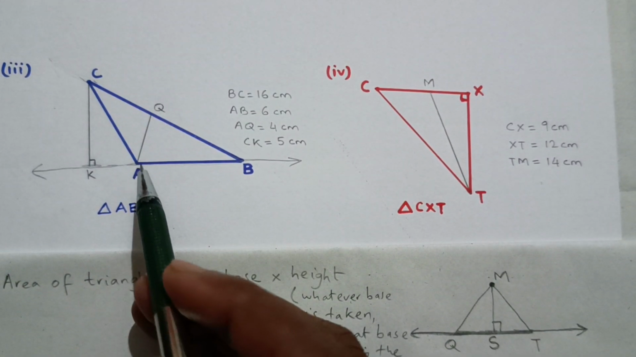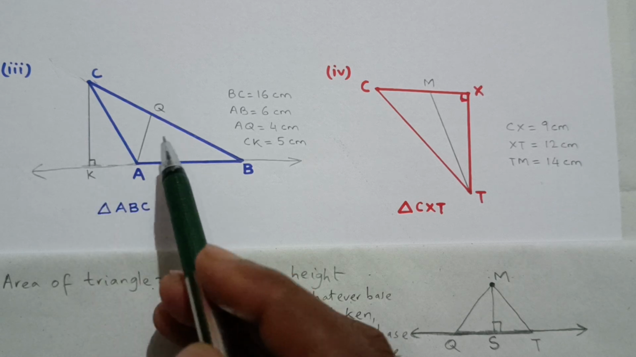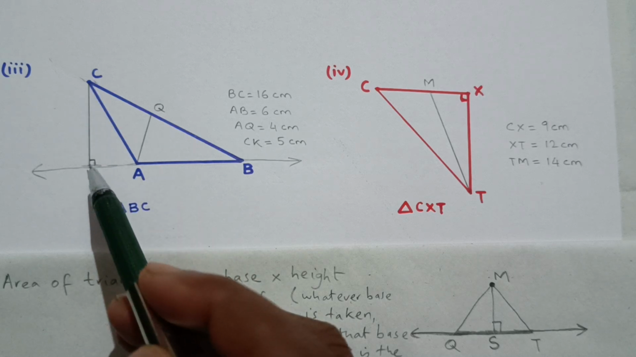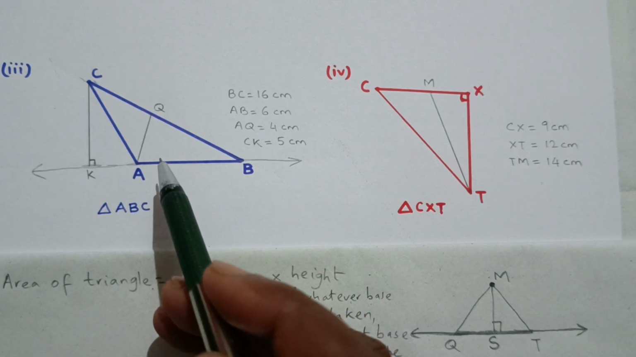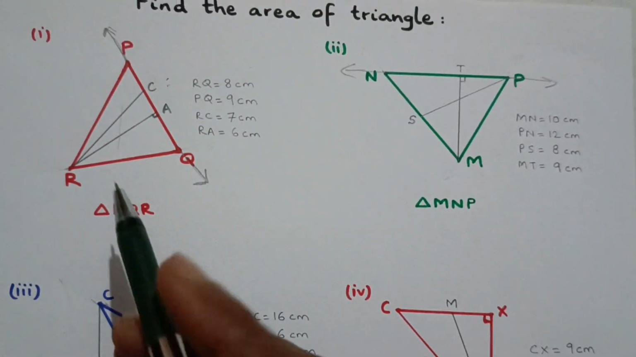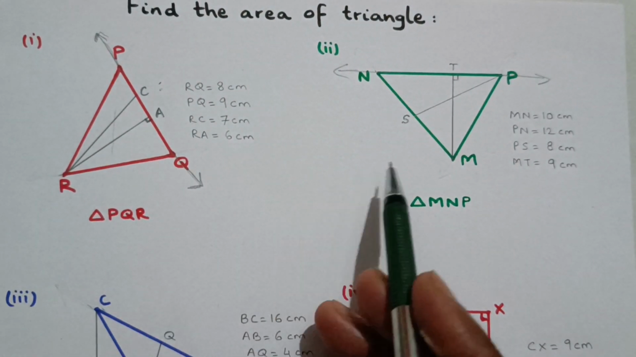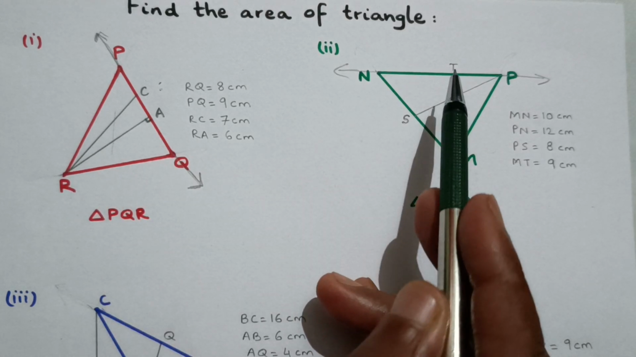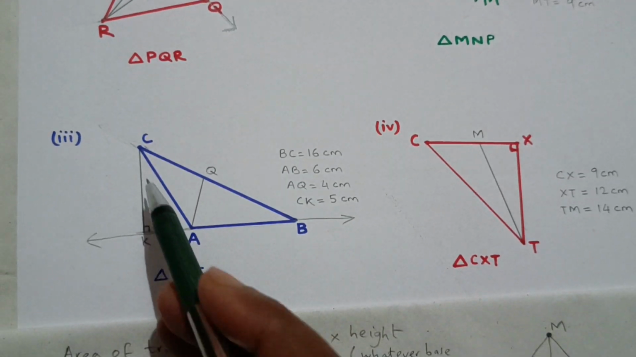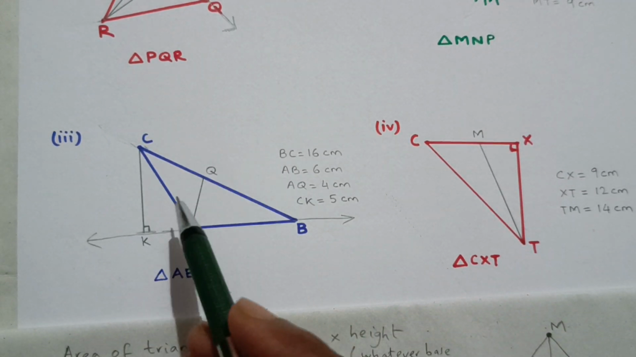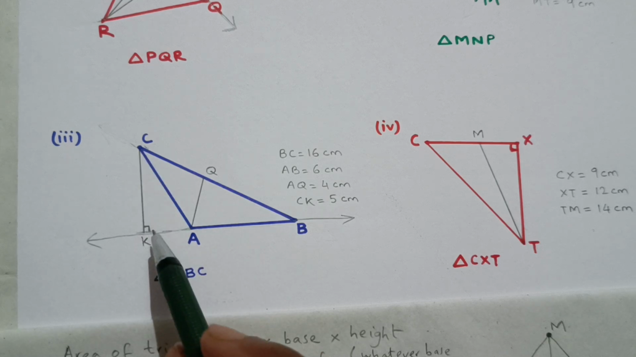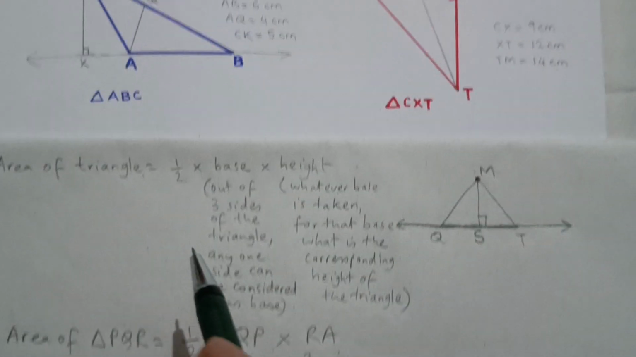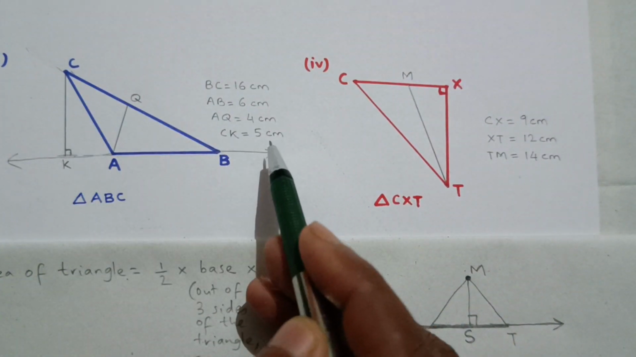Now remember, in this diagram, the height is outside the triangle. So there can be cases where your corresponding height is outside the given triangle. Don't always think that the corresponding height should be inside the triangle, like in question 1 and 2. In question 3, the corresponding height is outside the triangle. Now, is the measure of CK given to us? Yes, CK is 5 centimeter.